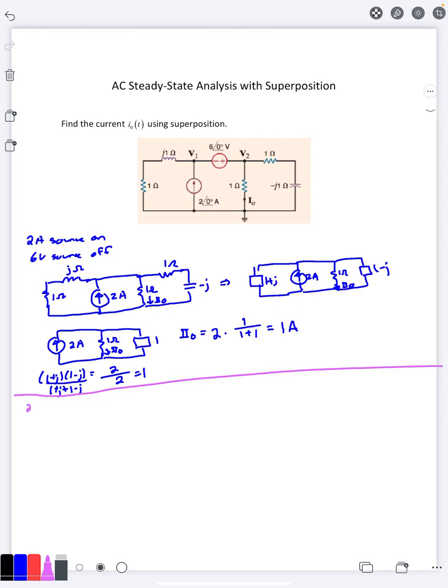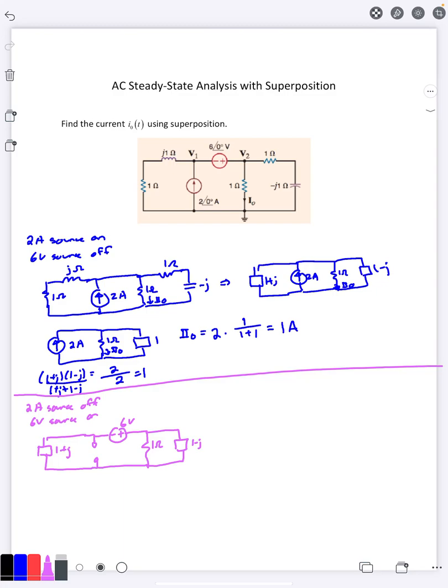So now we're going to have the 2 amp source off and the 6 volt source on. If I draw that diagram, I will skip a little bit of work here and combine the impedances that are in series. For the current source, a current source with a value of 0 means there's no current, which means it is open there. So we go ahead and replace that there. And then we get 1 minus J.